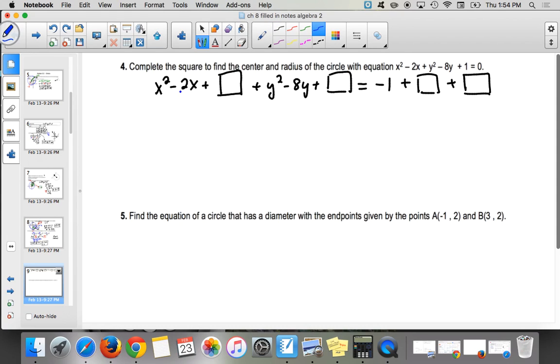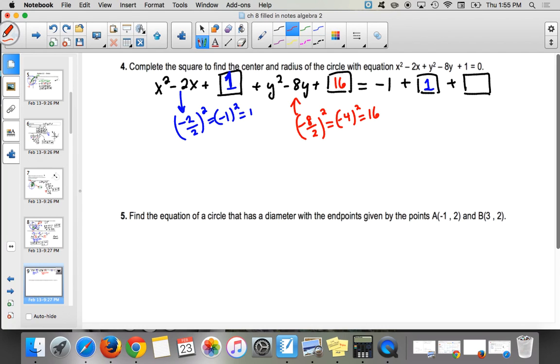If you can't do that, just write it off to the side. Negative 2 over 2 squared is negative 1 squared, which is 1. So 1 goes in here. And then this one, negative 8 divided by 2 squared is negative 4 squared, which is 16. So 16 goes in here. So then we have a 1 and a 16 on the other side as well.